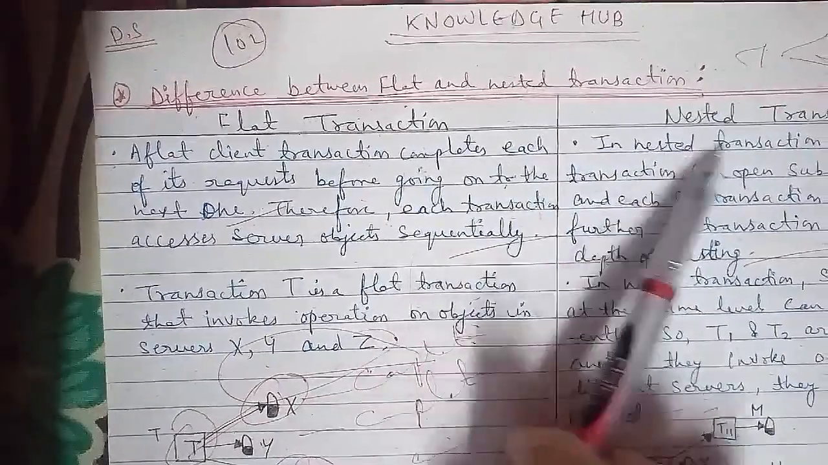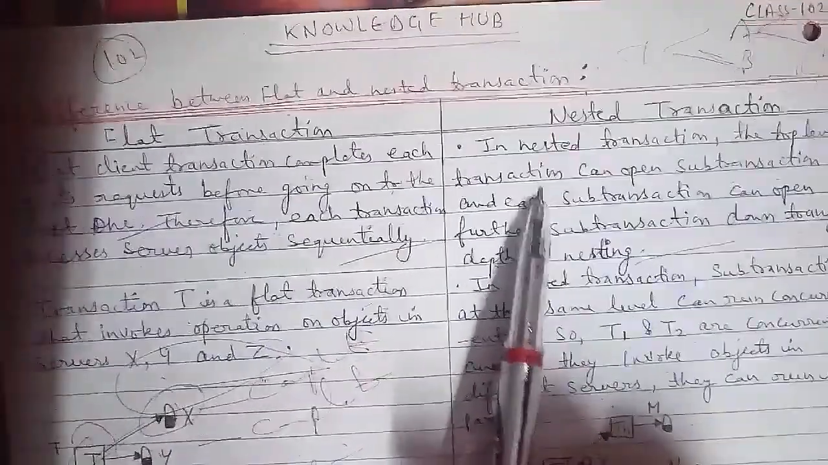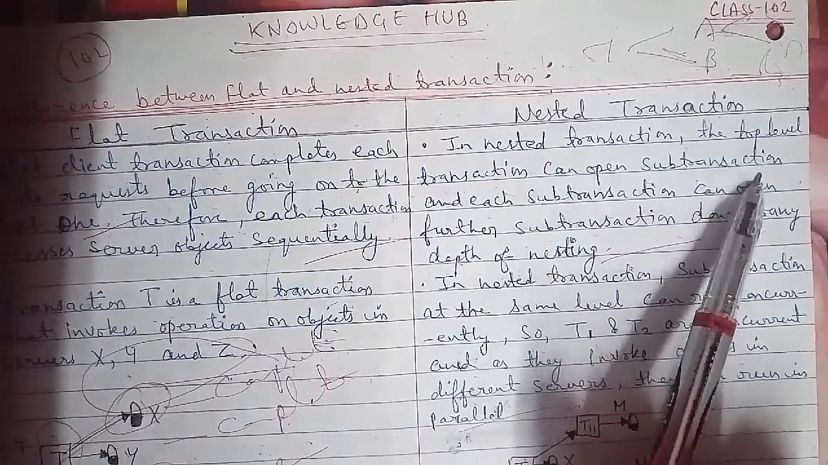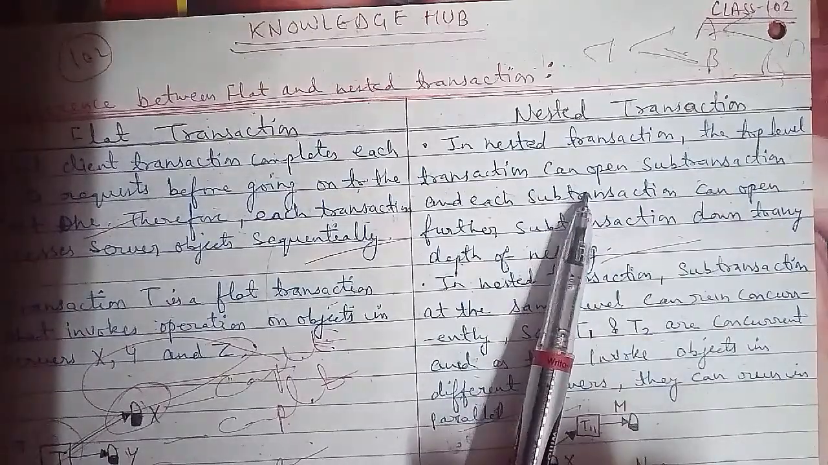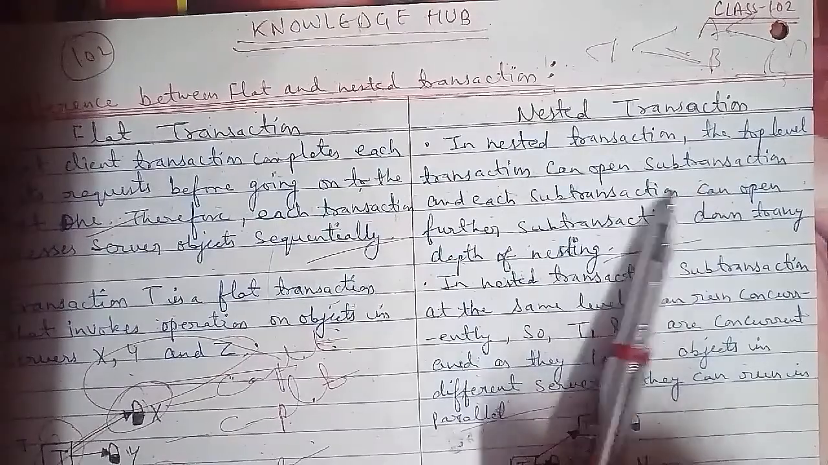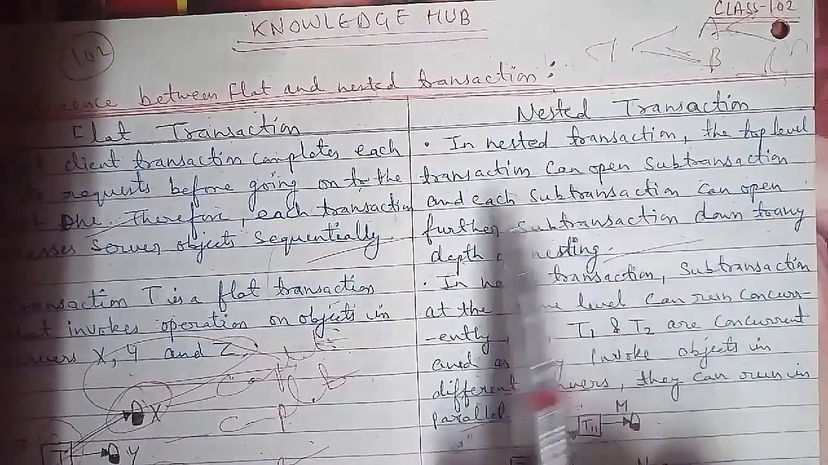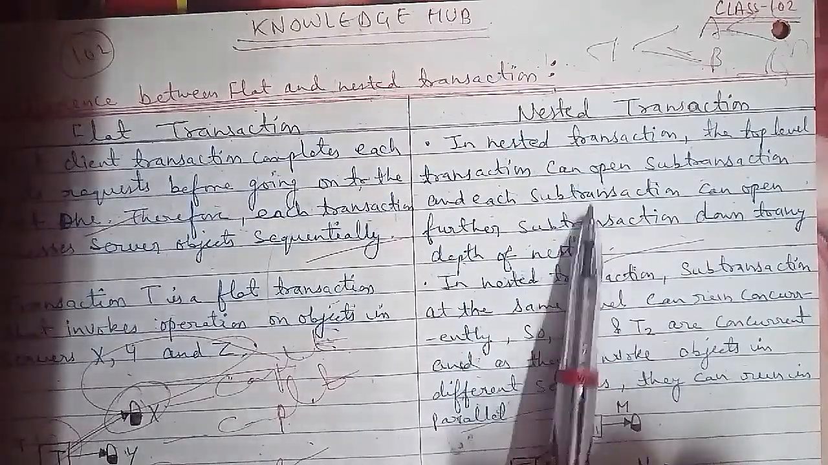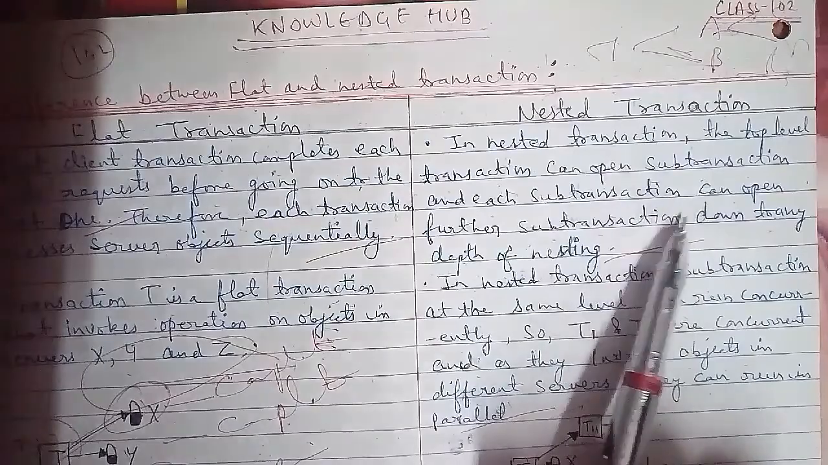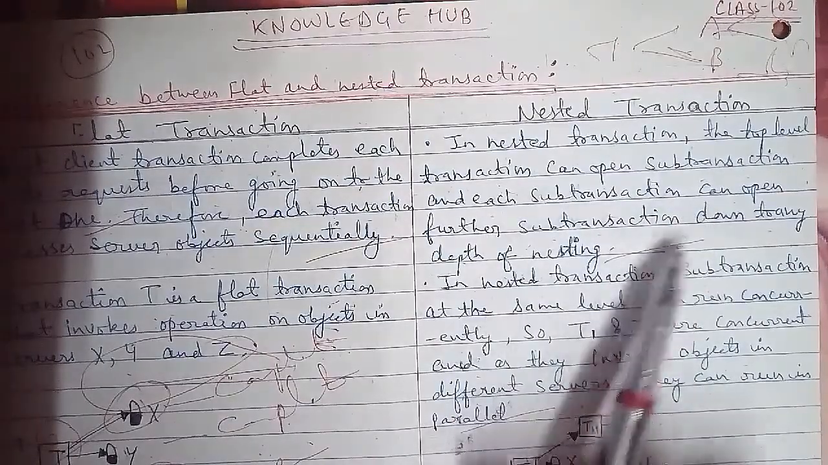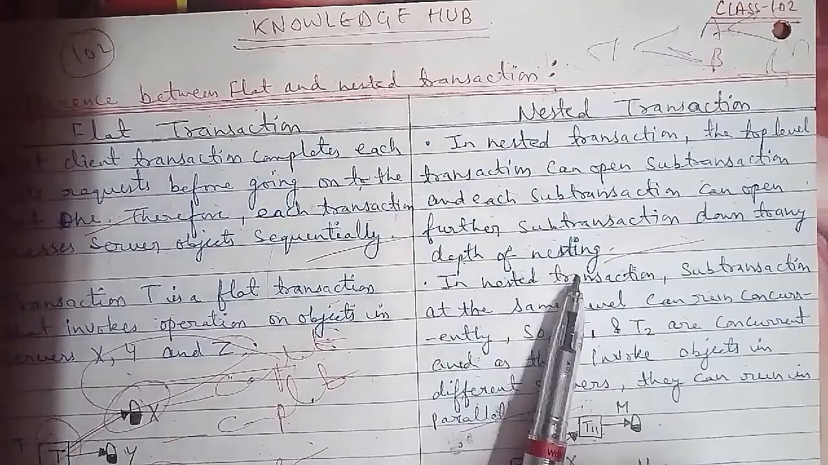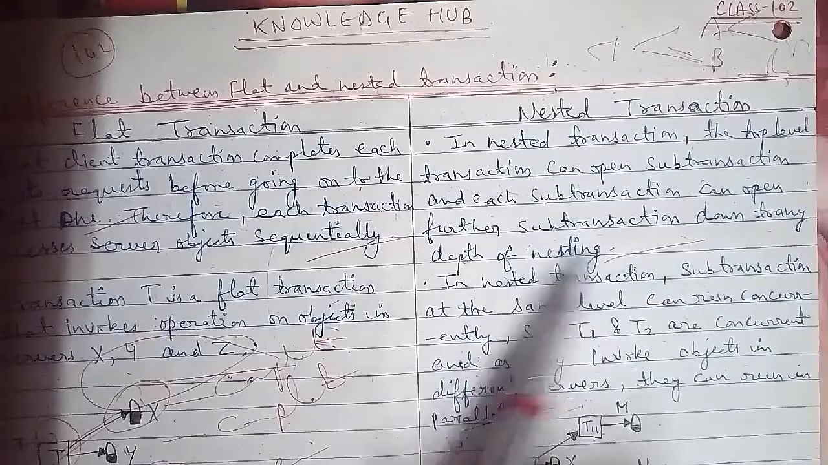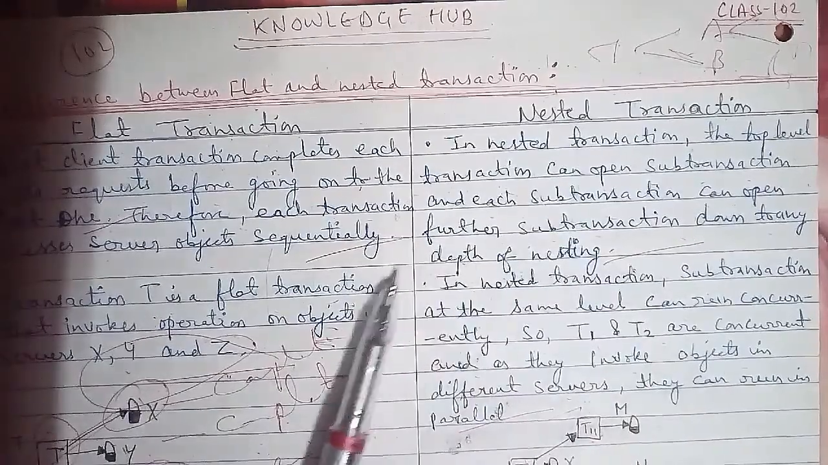Then after that you can see the nested transaction. Here you can see that in a nested transaction the top level transaction can open sub transaction. तो जो top level के आपके transactions होते हैं वो अपने sub level के transaction को open करते हैं, and each sub transaction can open further sub transaction. तो basically जो एक main transaction होता है उसका sub transaction होता है, फिर sub transaction के भी sub transactions होते हैं that can also be open down to any depth of nesting. तो किसी भी टाइप ऑफ डेप्थ तक वो जा सकता है with sub transaction they have, and they can open that also.